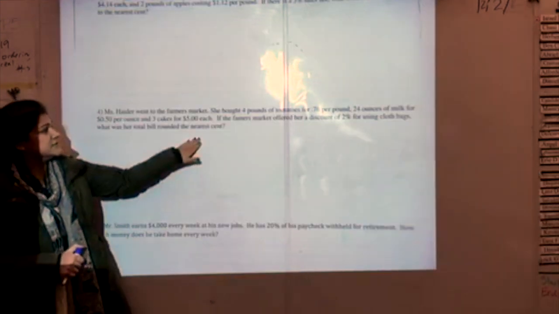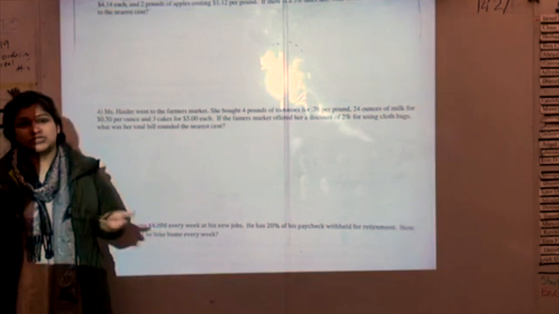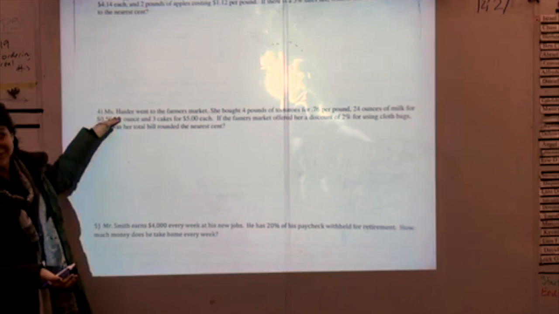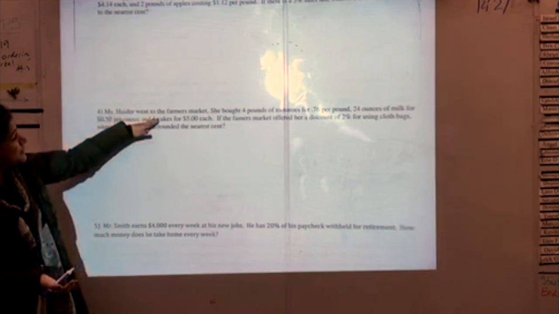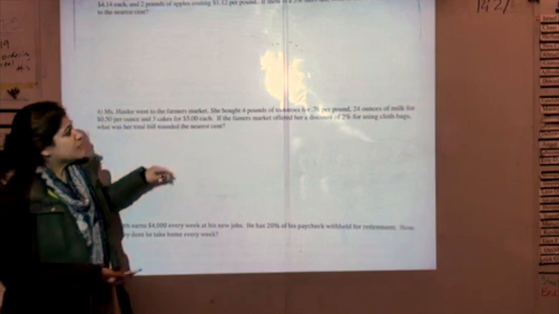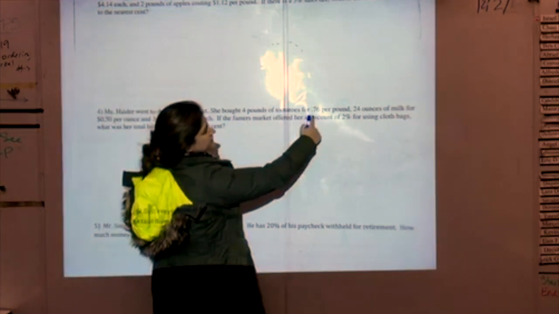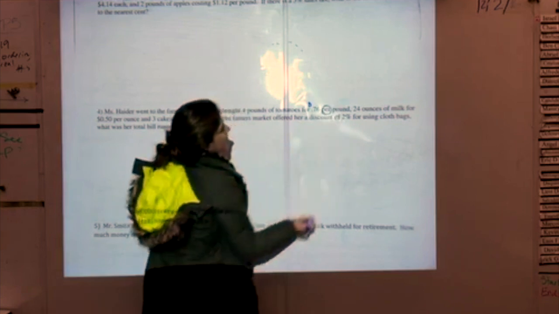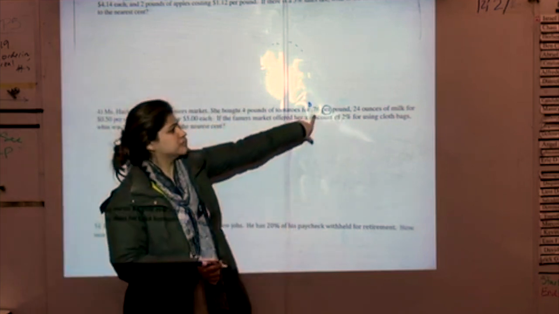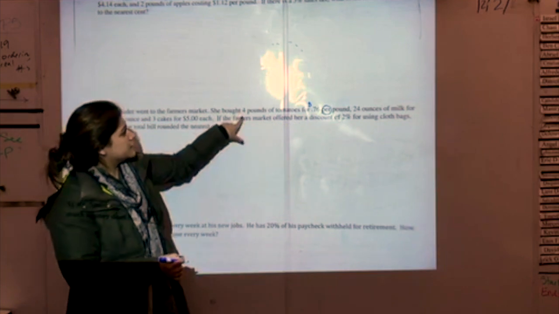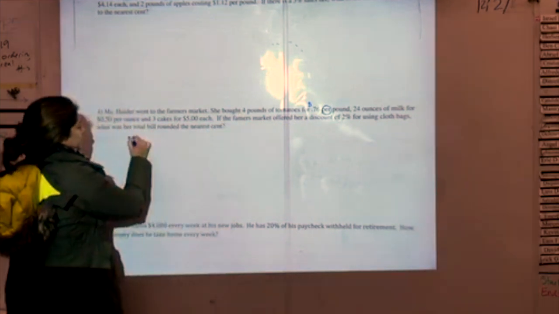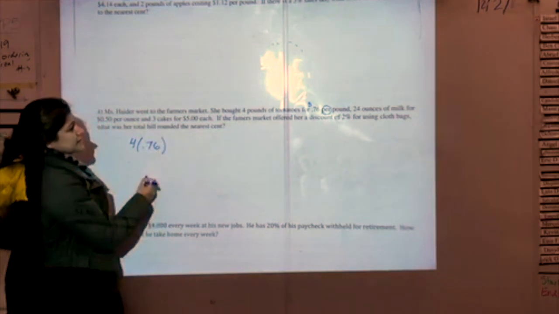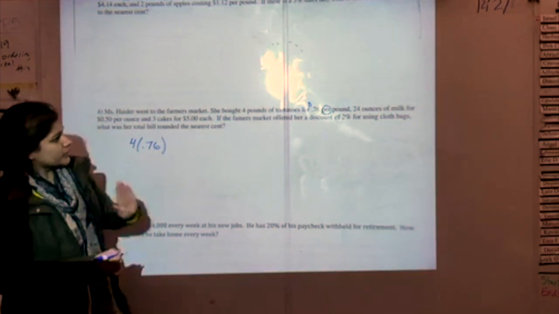All right, looking at this problem, it just has a little bit more to it. So let's go ahead and break it down together. Ms. Hyder, this is a true story, went to the farmer's market. She bought 4 pounds of tomatoes for 76 cents per pound. So that means each 1 pound is worth 76 cents. I bought 4 pounds, so this would be 4 times 0.76, that will be the cost of tomatoes.